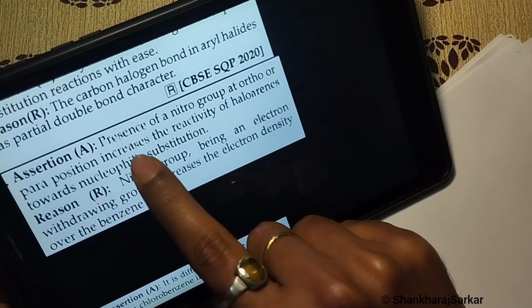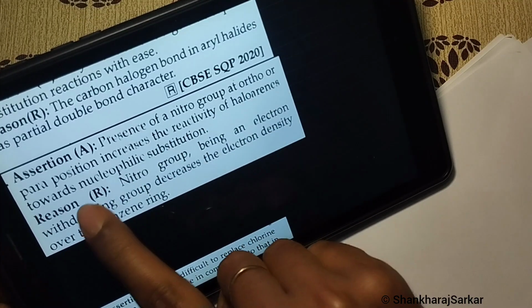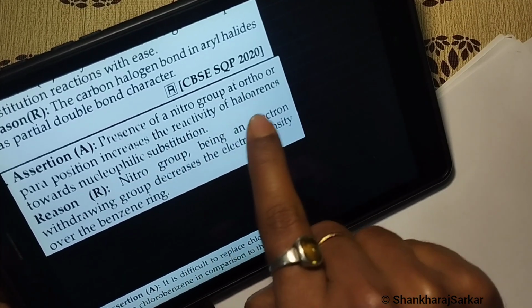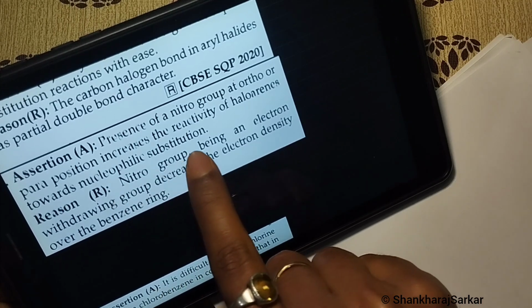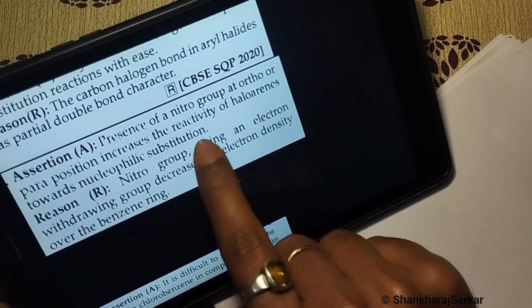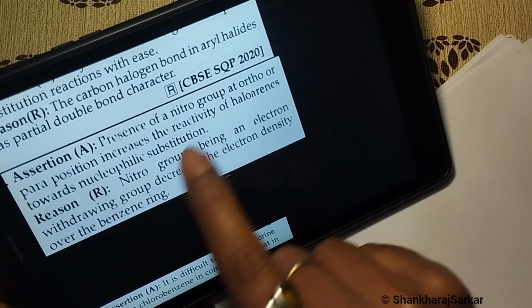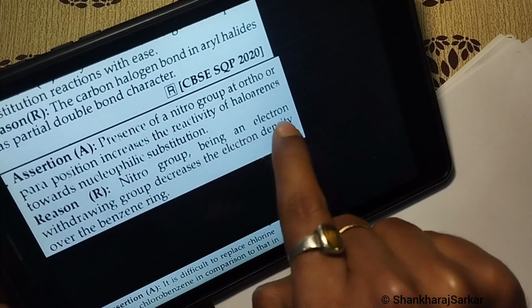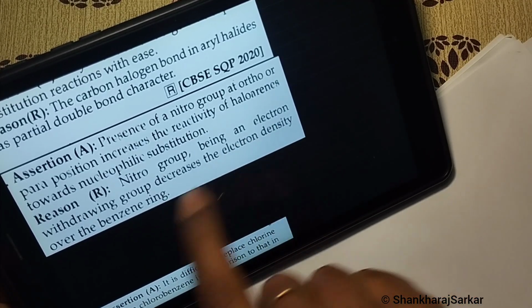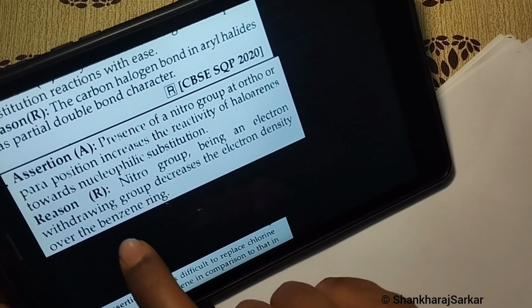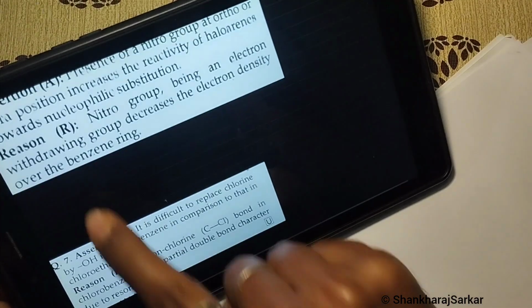Next, assertion: presence of a nitro group at ortho and para position increases the reactivity of haloarenes towards nucleophilic substitution. Yes, because nitro group is an electron withdrawing group. Reason: nitro group being an electron withdrawing group decreases the electron density of the benzene ring. That is correct. So both A and R are correct.